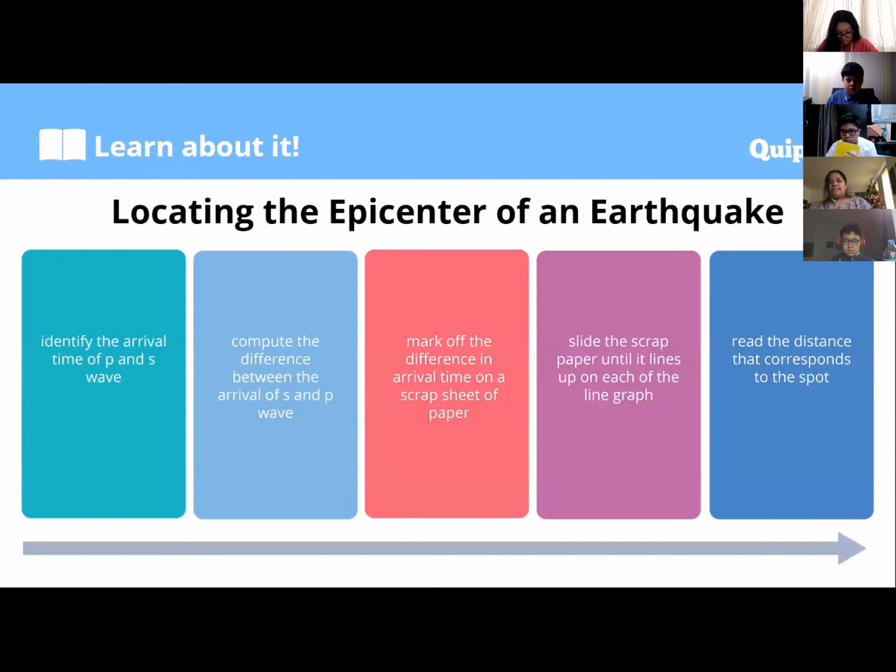Okay, now, this is the one that you need a graphing paper. May graphing paper ba kayo? Ikaw. Wala. Mag-share ka. Mag-share ka.